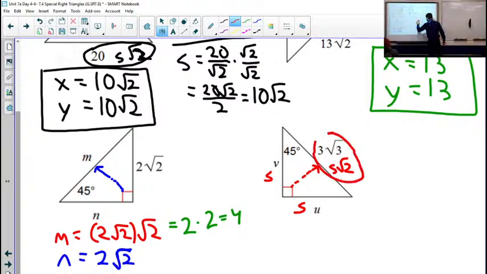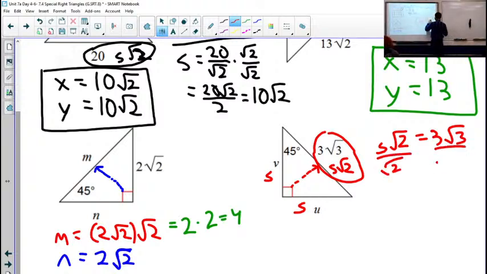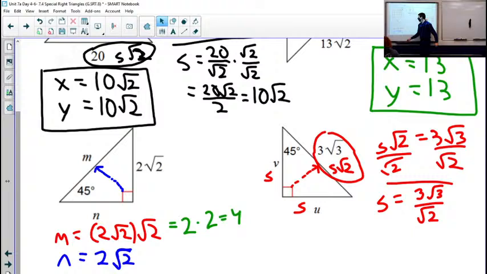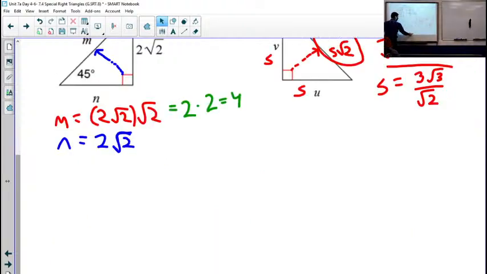What side am I given? I'm given this one. So I'm going to take what my pattern says and set it equal to what I'm given. So I'm setting my pattern for that side equal to the side that I'm given. Then I solve by dividing by square root of 2 on both sides. Okay?